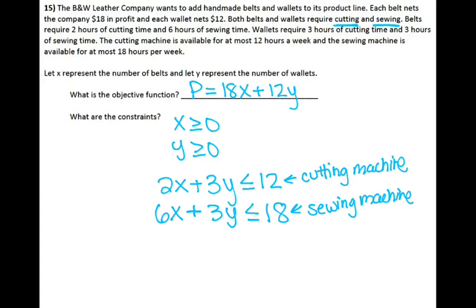Yeah. So if you struggle with these, read through the problem, and one thing that I think about when I'm doing the constraints is I need to somehow have every single number in a constraint. So we did the profit, that gave us our objective function. We talked about sewing and cutting, so the sewing time was 6 and 3, and the sewing machine was for 18 hours, and then the cutting time was 2 and 3, and that was for at most 12 hours. So then that's how I know that I'm done with the problem.